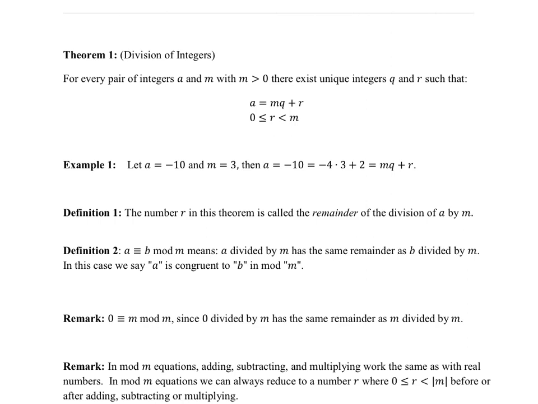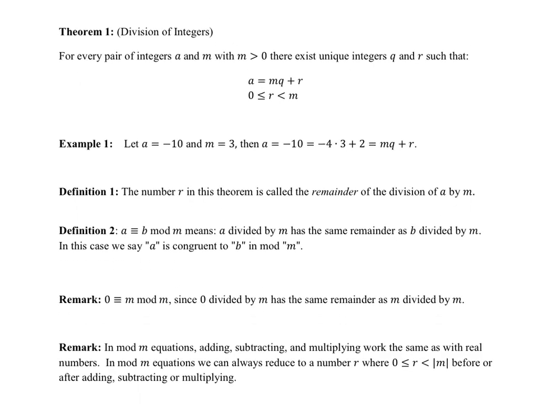So for example, if you had a as minus 10 and m as 3, and you're taking a and dividing it up with 3 in each group, then you would have a remainder of 2. Notice that this remainder is always 0 or positive. So minus 4 is the quotient, and 2 is the remainder.